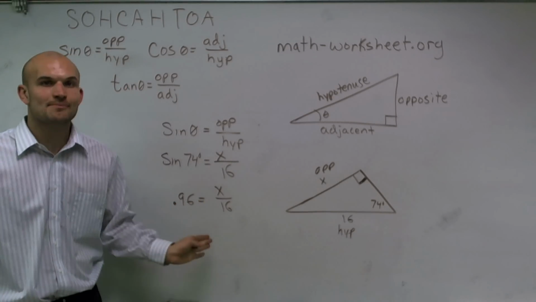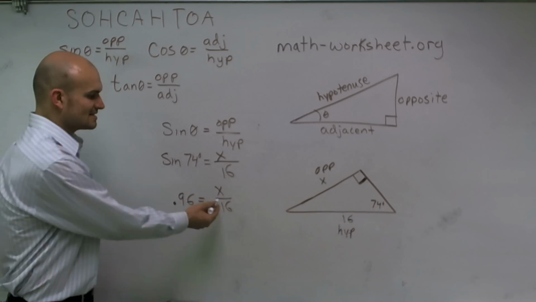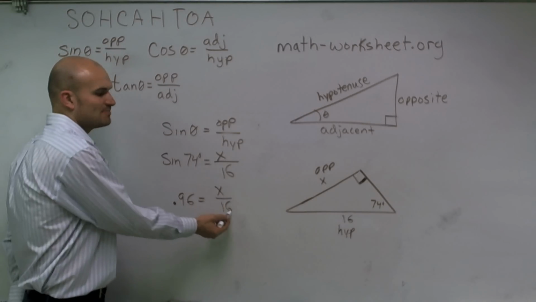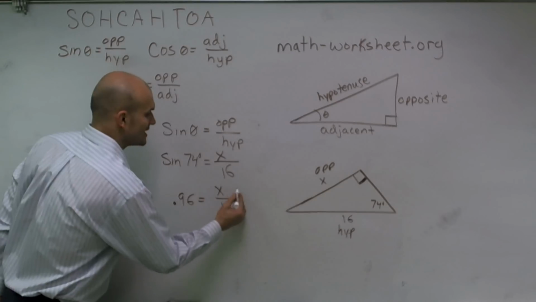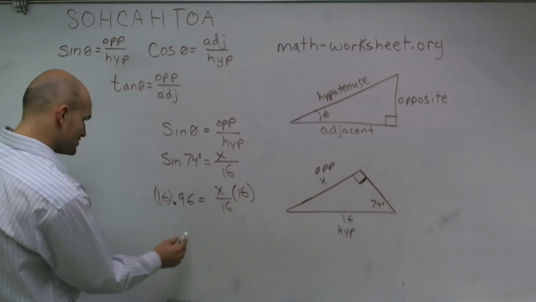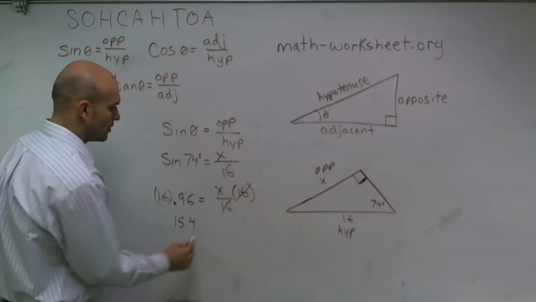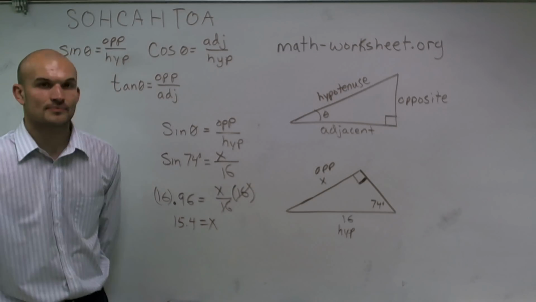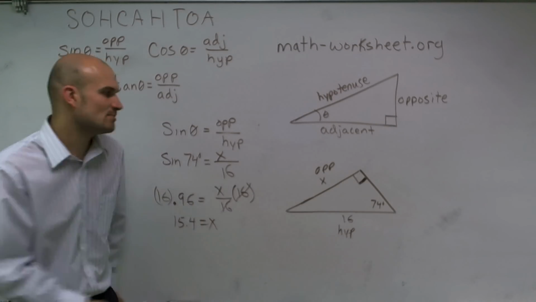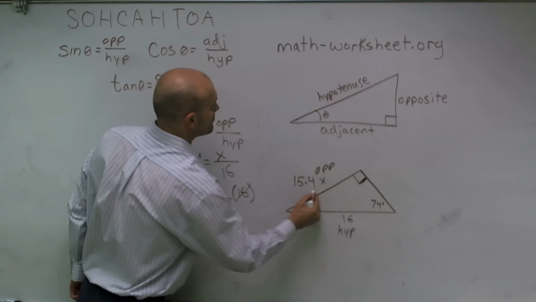So now to find the value of x, I need to get rid of this 16. I'm dividing this x by the 16. So to undo division, I need to multiply by 16 on both sides. And when I do that, I get 15.4. Those cancel out to 1, so 15.4 equals x. Therefore, I've now determined that the opposite leg of my triangle is 15.4.